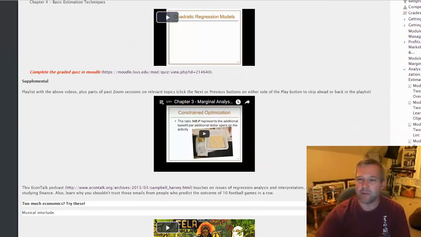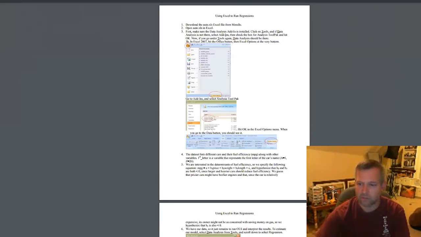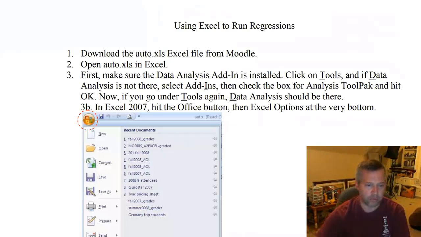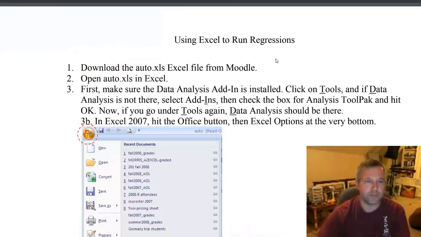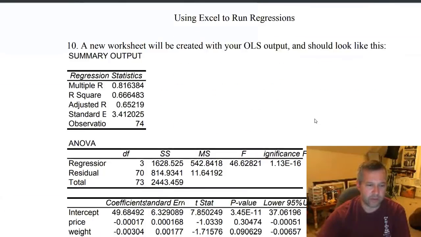You had a question about whether it matters if you get t-stats that have a negative sign, if that has any importance. So I have my "Using Excel to Run Regressions" PDF here. If I scroll down a little bit until I get some results.